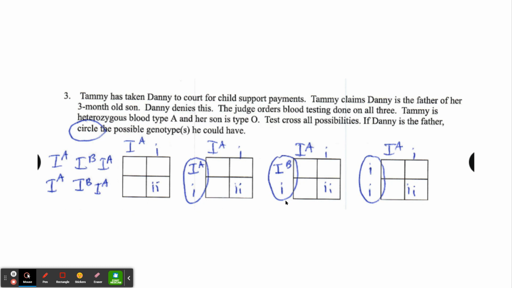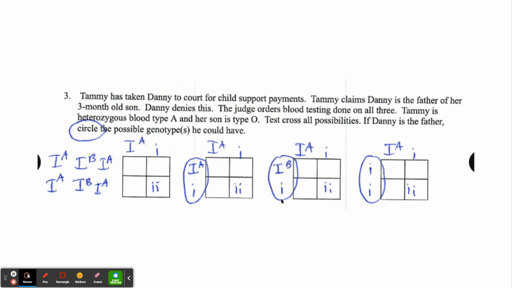Tammy has taken Danny to court for child support payments. Tammy claims Danny is the father of her 3-month-old son. Danny denies this. Judge orders blood testing done on all three. Tammy is heterozygous blood type A and her son is type O. Test across all possibilities, so you might have to make multiple Punnett squares. If Danny is the father, circle the possible genotypes he could have.